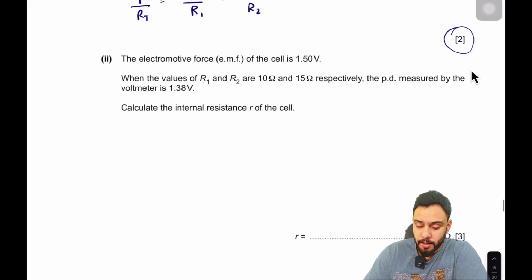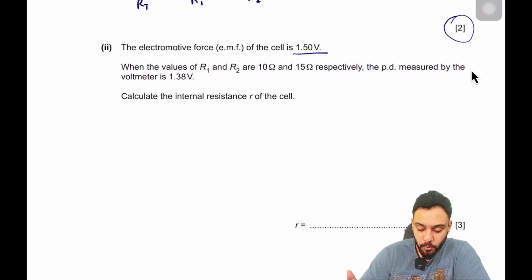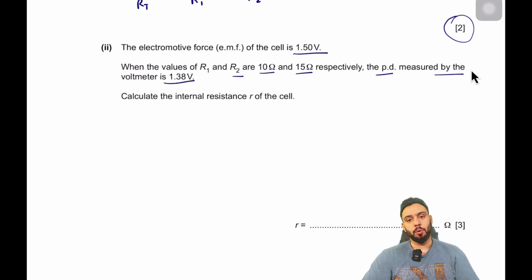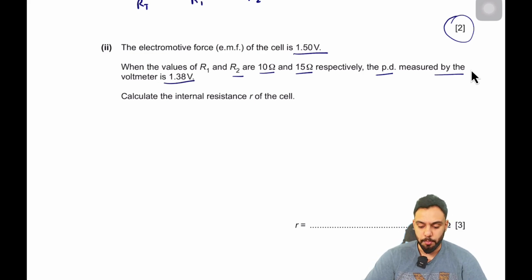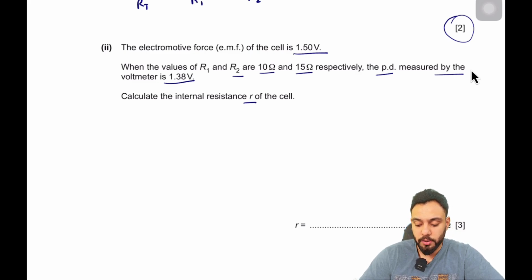Moving on. The electromotive force of the cell is 1.5 volts. When the values of R1 and R2 are 10 ohms and 15 ohms respectively, the potential difference measured by the voltmeter is 1.38 volts. Calculate the internal resistance r for the cell.